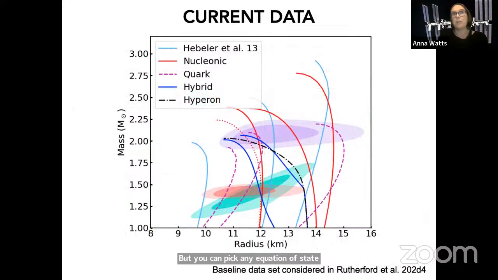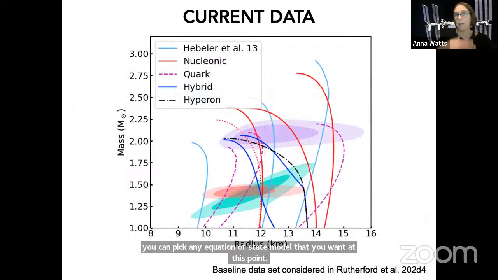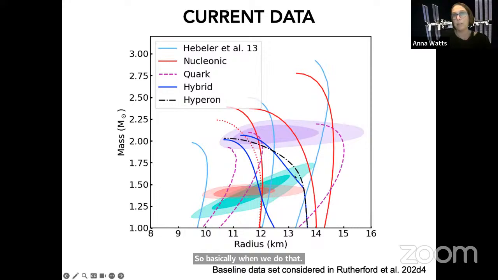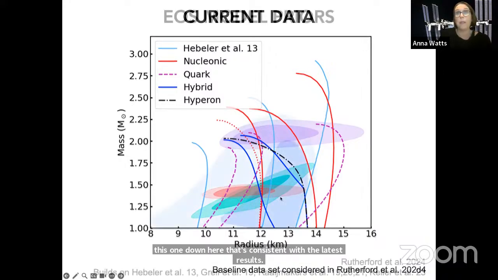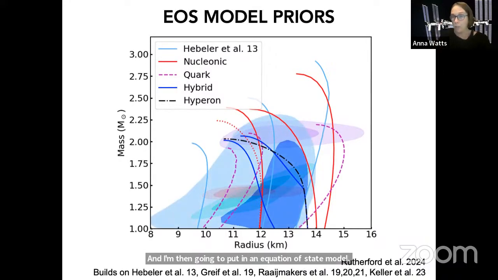So when we do that, for example, if we take our current data, and I've picked this one down here that's consistent with the latest result, I'm then going to put in an equation of state model. So this is just one example from a recent analysis in Rutherford et al.